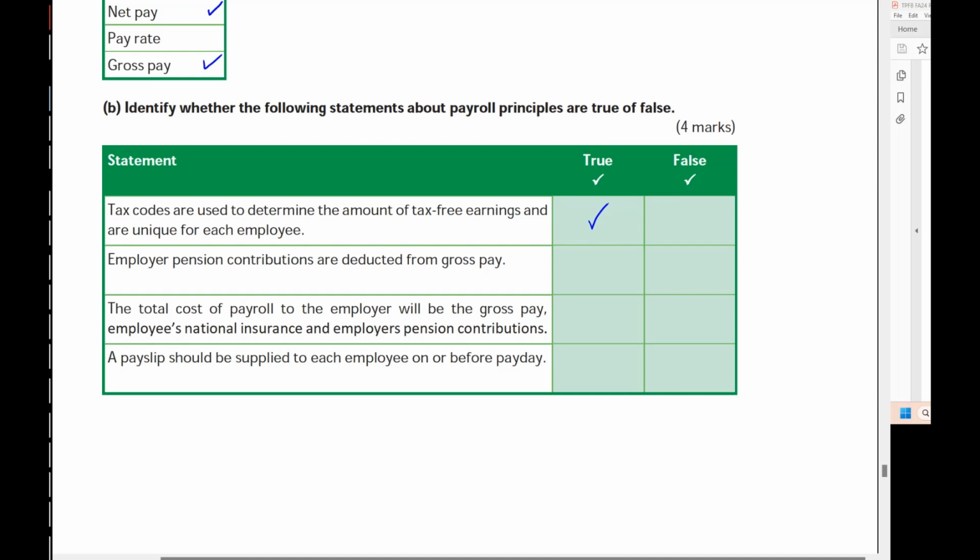Employer pension contributions are deducted from the gross pay. That would be a little bit unfair, wouldn't it? It does say employer, so this is like a perk of the job. You get your gross pay, but in addition to that, they agree to put something into your pension. Very kind of them. It means it's not a cost to you, it's a cost to the employer.